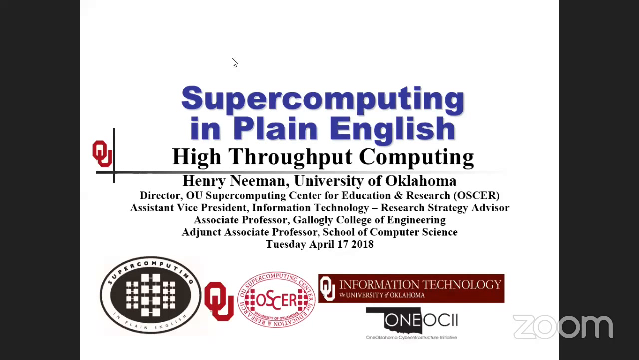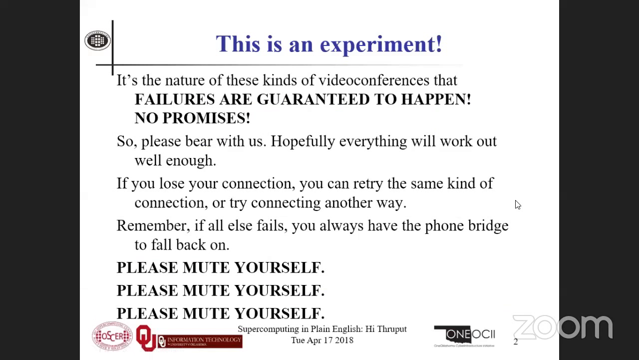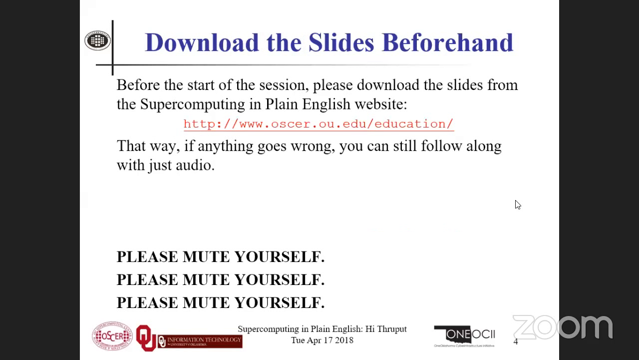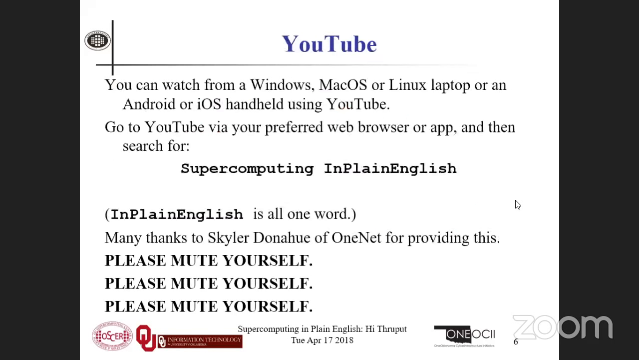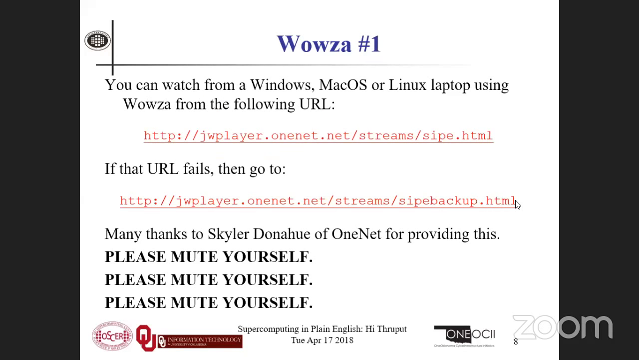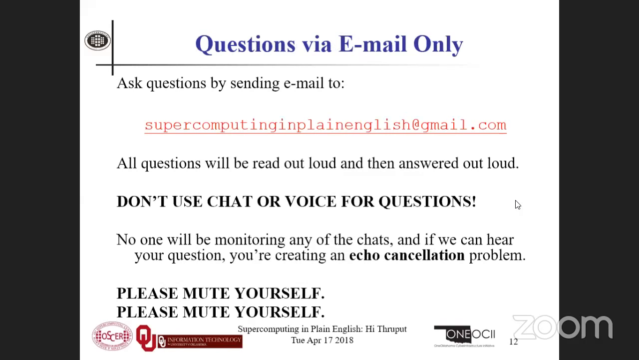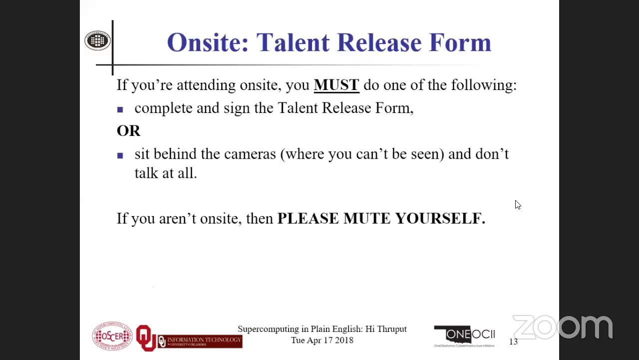All the usual disclaimers, with one extra, which is that unfortunately the room we're normally in had another meeting scheduled into it, and they were there first. And there were a lot of them, so I didn't feel like I could just throw them out. We're in a different room. Questions to supercomputing in plain English at Gmail as usual.